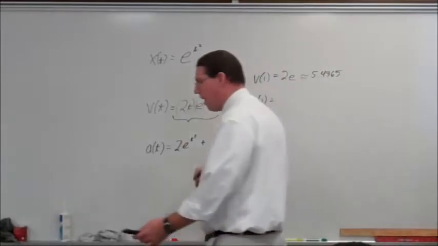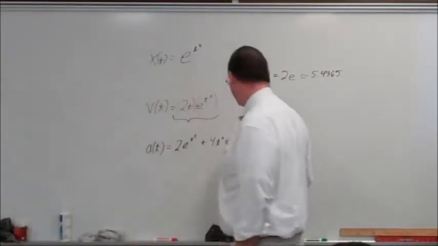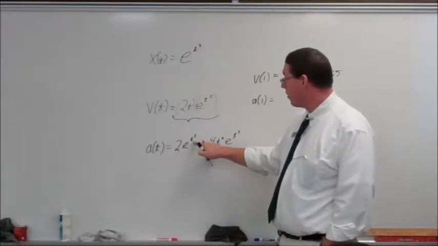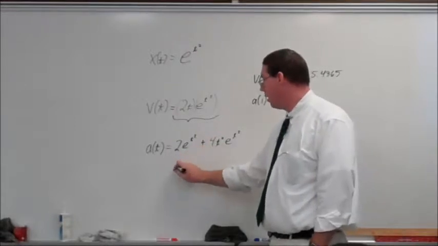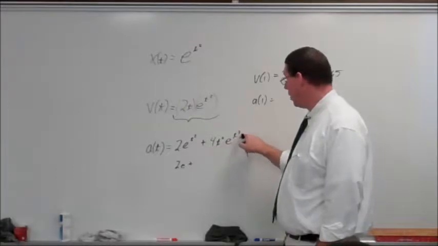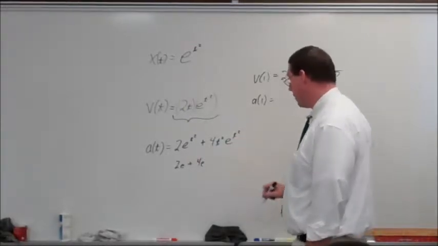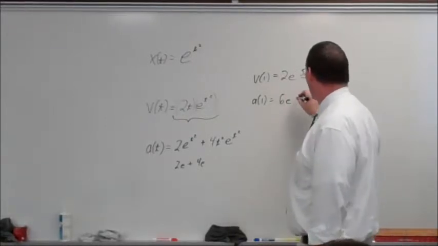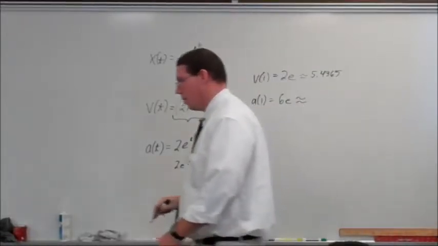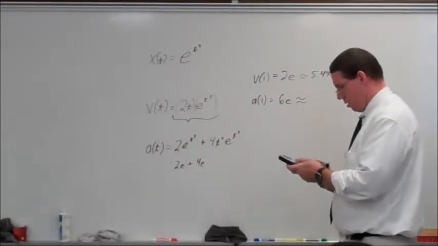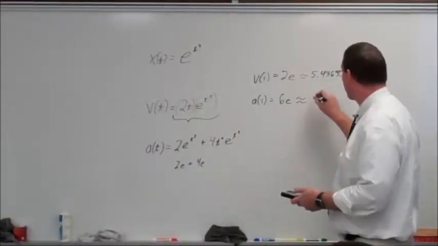Okay, now what about A of 1? It'd be 6e. Well, this is going to definitely be e to the first power, right? So this is going to be 2e, plus 4e. There you go, 4e. So yeah, you're right. It's going to be 6e, which is approximately equal to 16.3096.